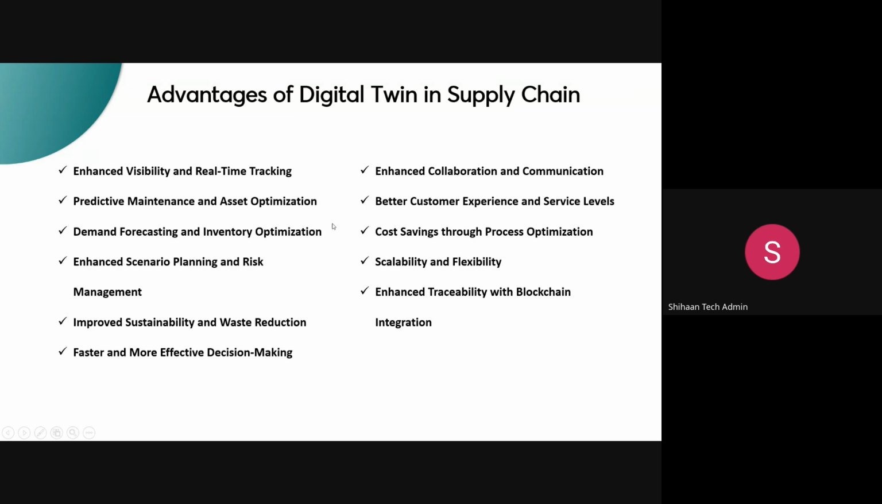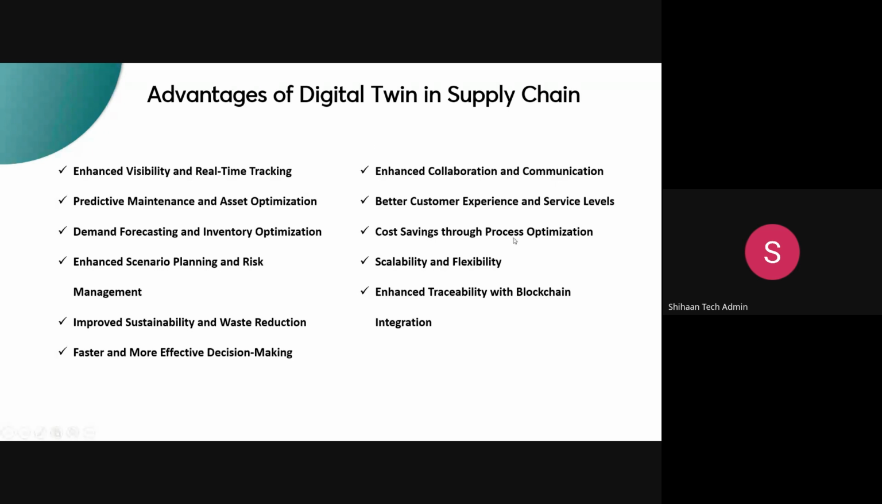Then better customer experience and service level. Definitely, because your customer turnaround time will be much reduced, right? You can go back to the customer and answer their queries much faster, and even inform the customer of the latest decision taken, like whether there is any delay in the shipment or the inventory is not present. So you can inform the customer on time, and the customer has a better experience, right?